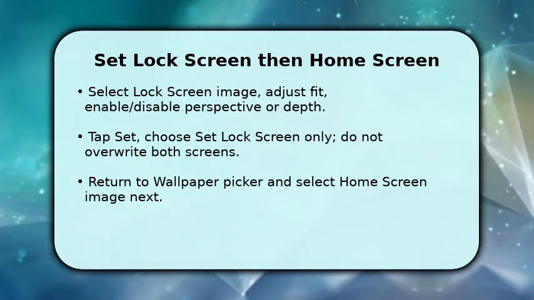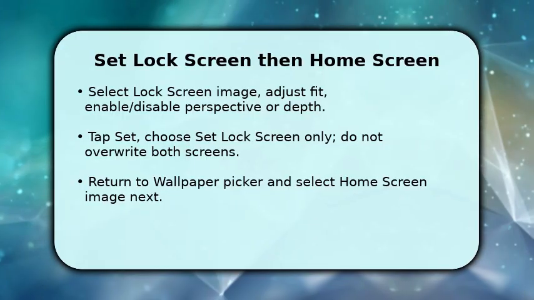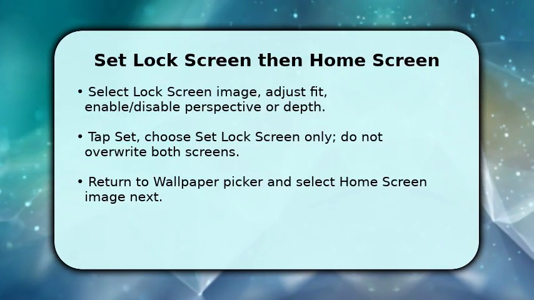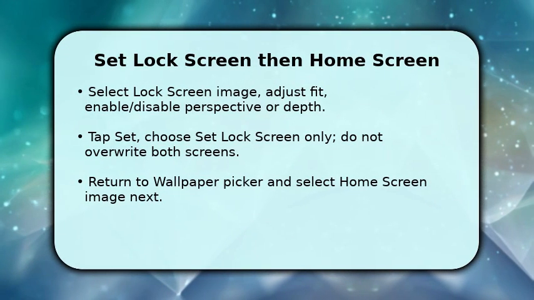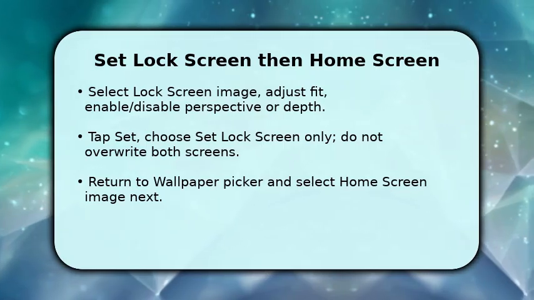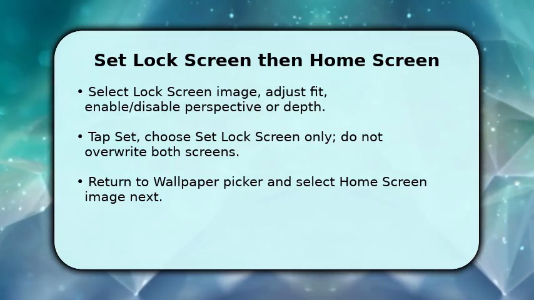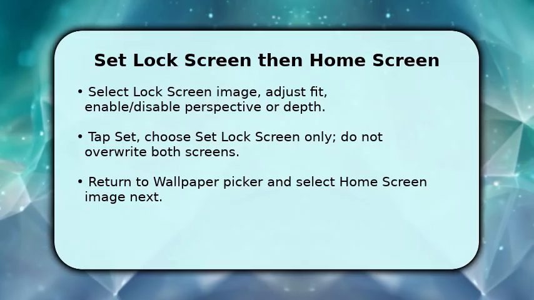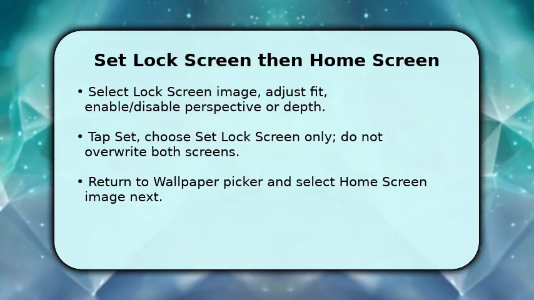Adjust blur, brightness, or perspective for the home screen separately so icons remain legible. Make sure you tap Set and then choose Set Home Screen Only. This sequential approach ensures each screen keeps its chosen photo without accidental replacement.